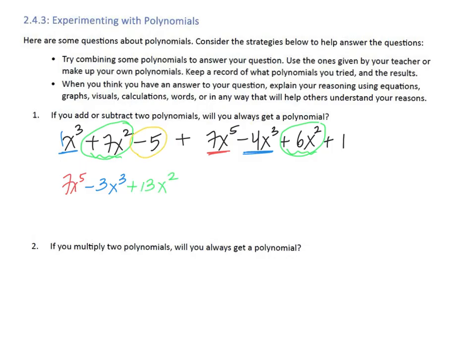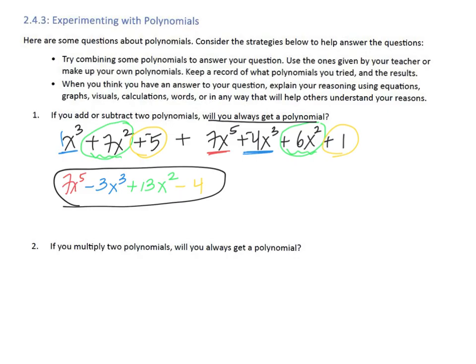And then finally, I have a negative 5 plus 1. Why am I saying negative 5? Remember, you can always just change those minus signs into plus and negative. So negative 5 plus 1, what do I get? Well, I get negative 4. So can I add 2 polynomials together? Yes. Will I always get a polynomial? Yes, I will. So here's my polynomial. You can practice with 2 other ones if you want.